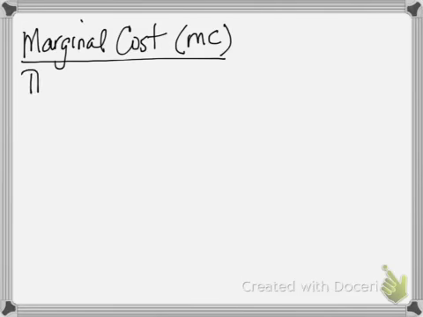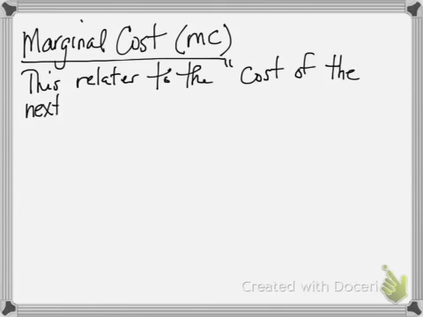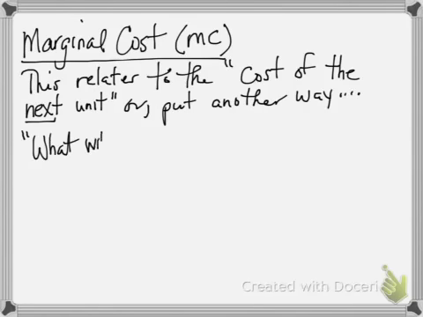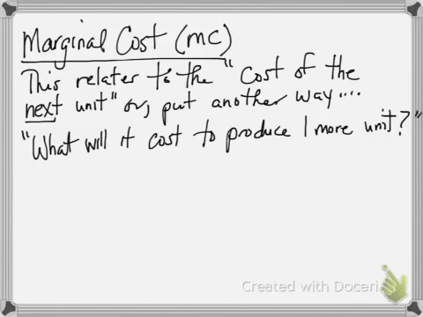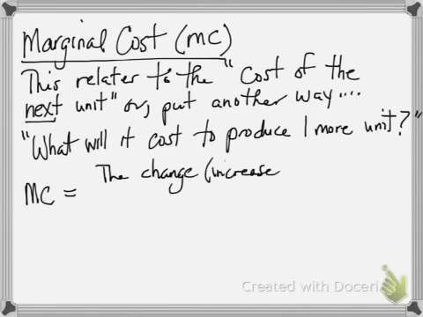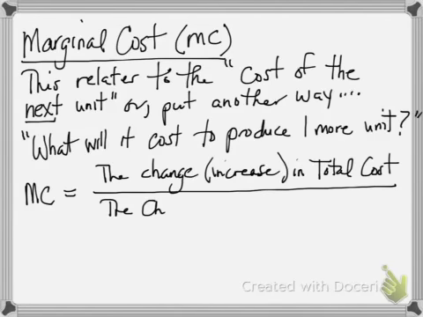The hardest concept for students to grasp is this idea of marginal cost, right? And this relates to the cost of the next unit, or if we put it another way, what will it cost us to produce one more unit? So the unit on the margin, the very next unit. And so to compute that, we're going to look at the change or the increase in the total cost and divide that by the change or the increase in units.